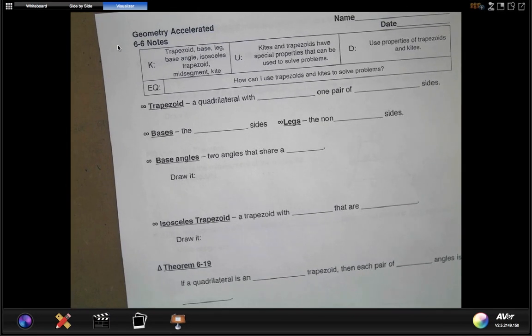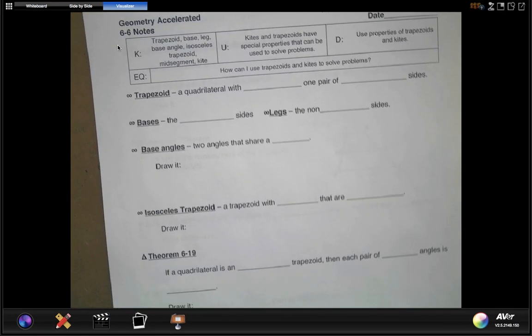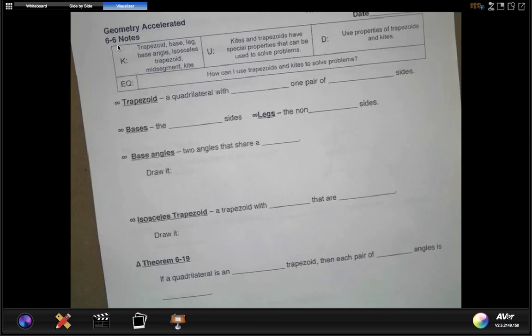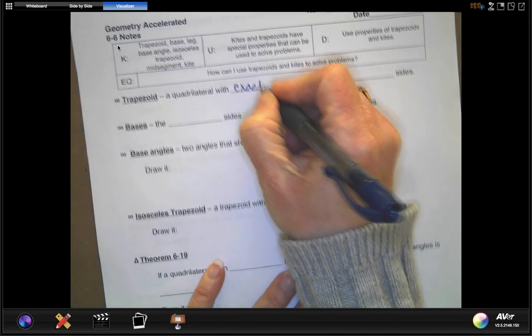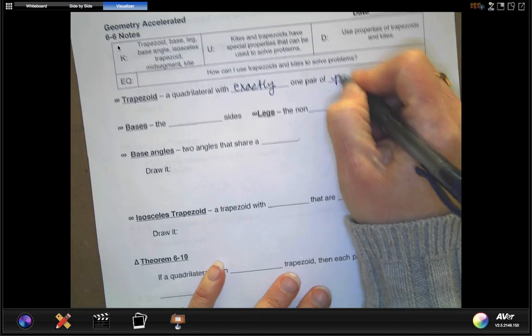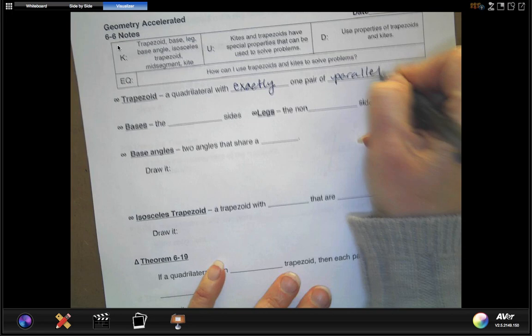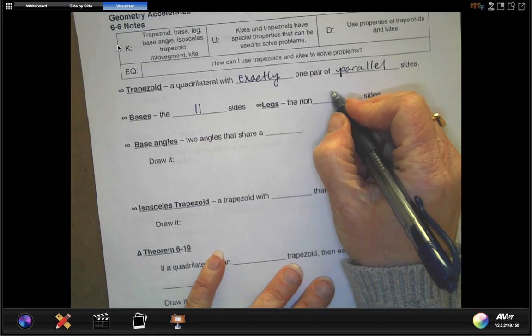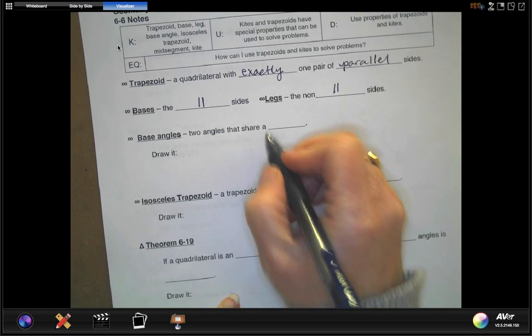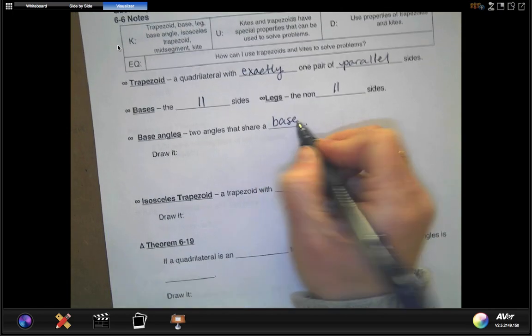Okay, 6.6, we're going to talk about trapezoids and kites. So a trapezoid is a quadrilateral with exactly one pair of parallel sides. The parallel sides are called the bases. The non-parallel sides are called the legs. Base angles are two angles that share a base.